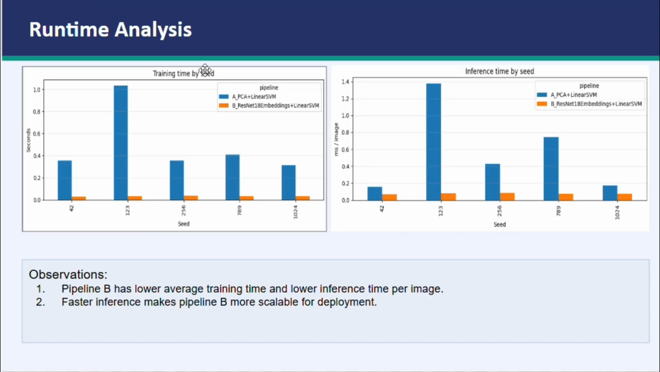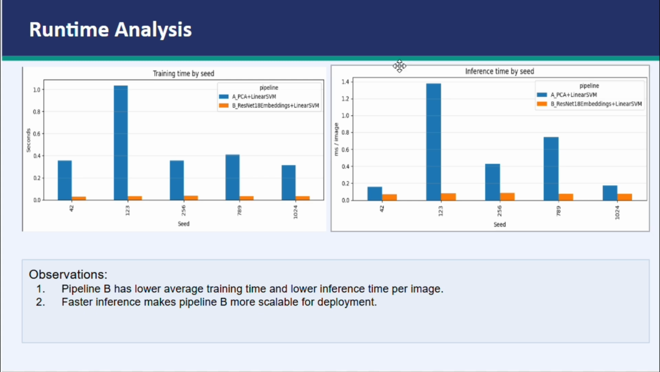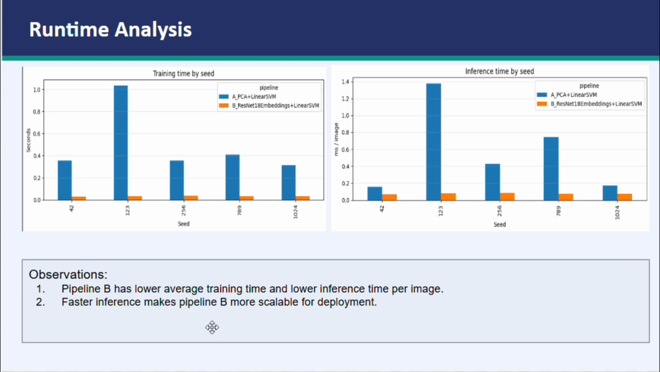Okay, next we will go to our runtime analysis. In our graphs here, we have the training time by seed and the inference time by seed. Pipeline B has a lower average training time and lower inference time per image. So it means that faster inference makes pipeline B more scalable for deployment.